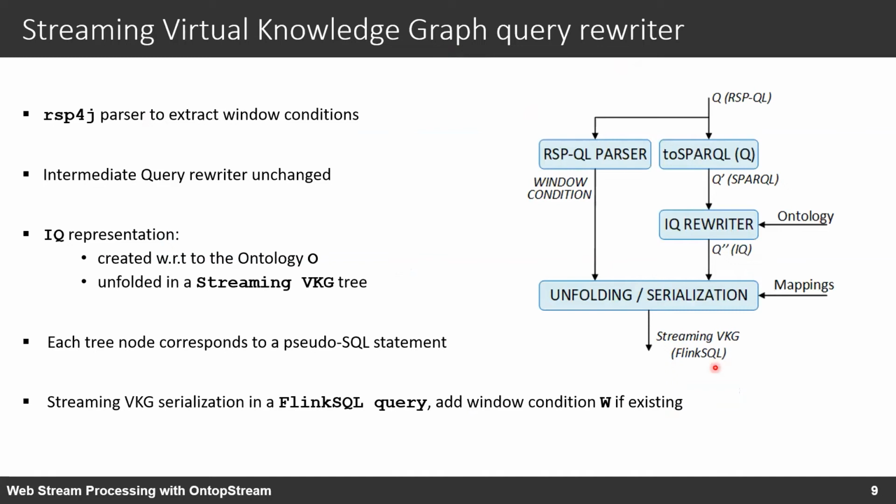Here is a more detailed view about the extension of the OntopStream, where we can see how we achieved this extension. So basically, what we have done in this work of extension is to take the original Ontop system, which is this part here, and we added an additional layer on top to be able to interpret RSP4J queries and window condition using the RSP4J library.